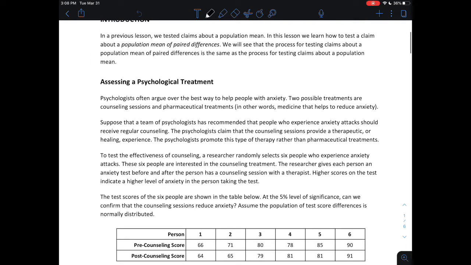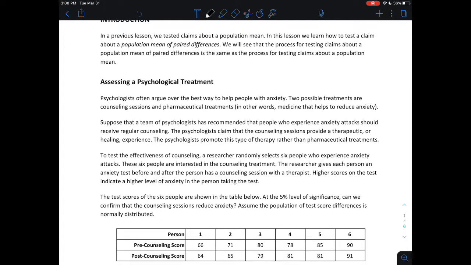Assessing a psychological treatment. Psychologists often argue over the best way to help people with anxiety. Two possible treatments are counseling sessions and pharmaceutical treatments, in other words, medicine that helps to reduce anxiety. Suppose that a team of psychologists has recommended that people who experience anxiety attacks should receive regular counseling. The psychologists claim that the counseling sessions provide a therapeutic or healing experience. The psychologists promote this type of therapy rather than pharmaceutical treatments.